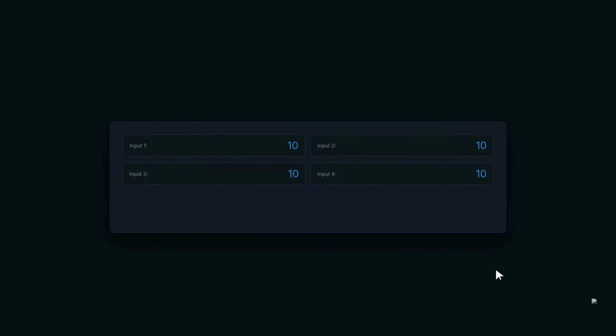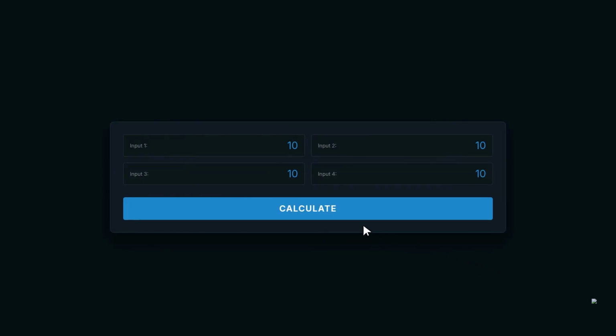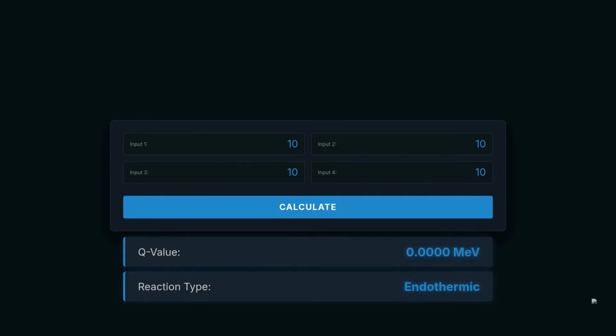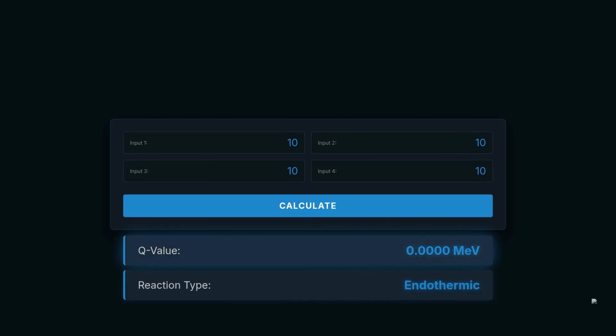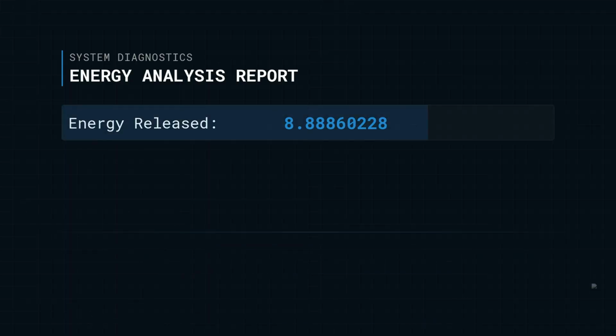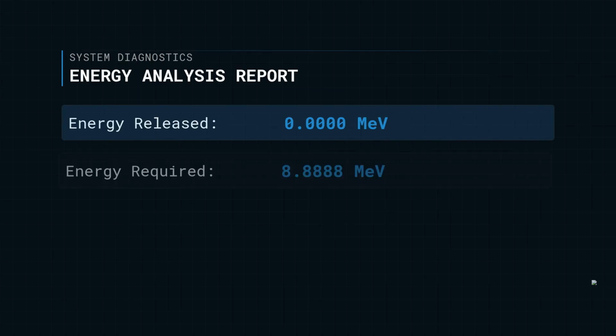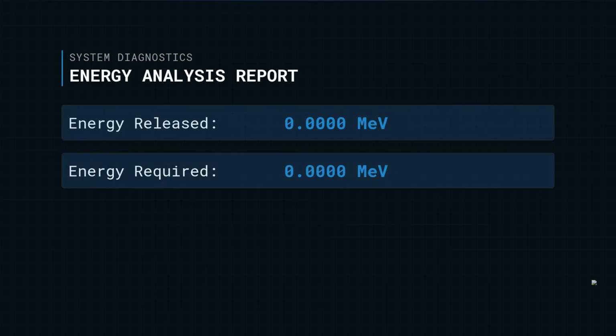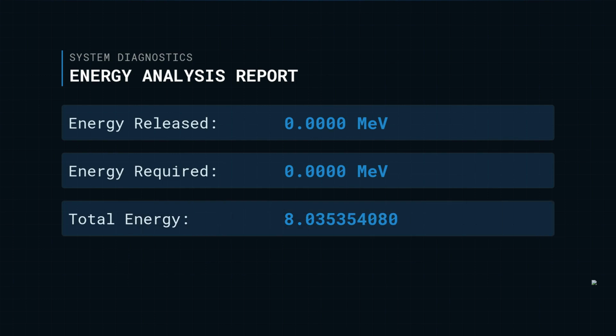After clicking Calculate, the results show Q-value equals 0.0000 MeV, indicating no net energy change. The reaction type is endothermic, meaning it requires energy input. The energy released shows 0.0000 MeV, and energy required also shows 0.0000 MeV. The total energy in joules displays as 0.00 E+0 J.